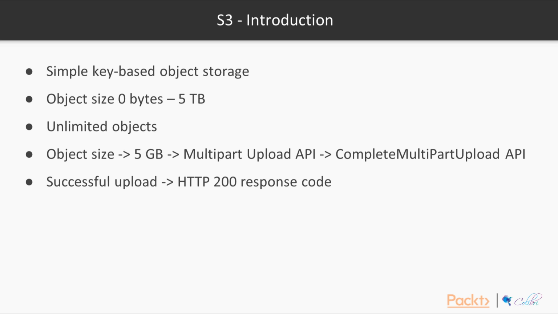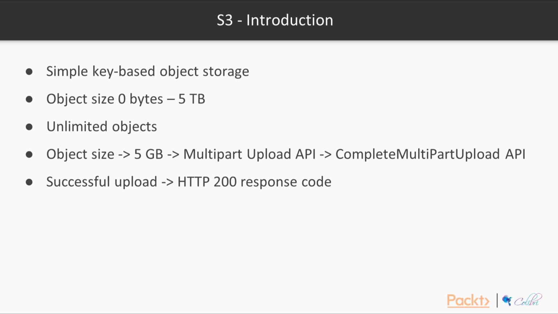Slight caveat, if you have an object that's greater than 5 gigabytes, you have to use what's called the multi-part upload API and the complete multi-part upload API to confirm the data is fully uploaded. But you can actually store objects that are as large as 5 terabytes in one go. If you have objects that are larger than that, you simply need to split them into multiple chunks and use your application to keep track of where those chunks are.